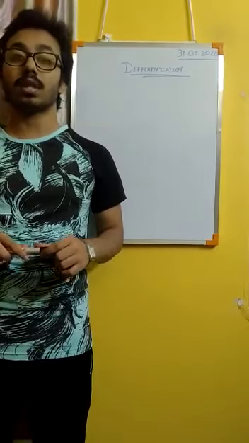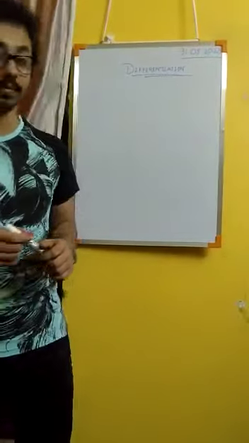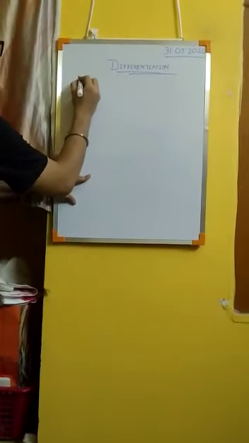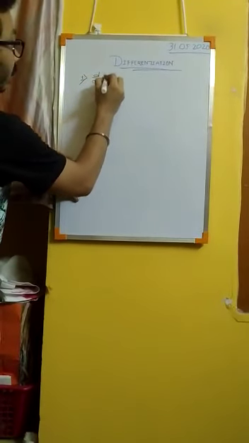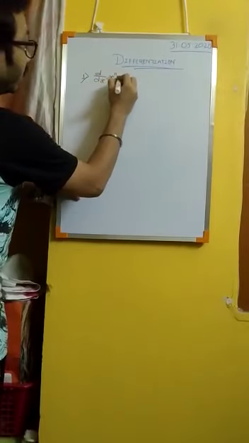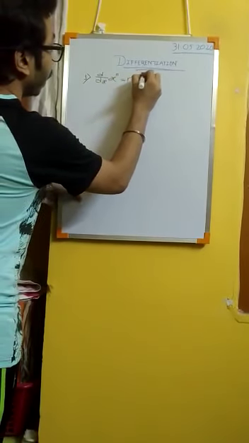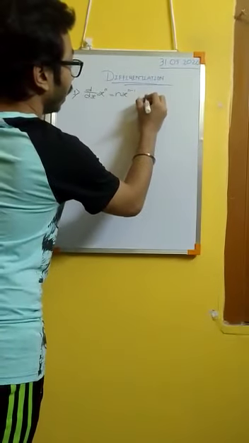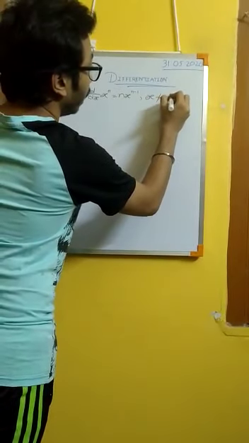Today we will discuss some basic formulas regarding differentiation. Let's see. The first formula is d/dx of x to the power n equals n x to the power n minus 1. The criteria is x not equal to 0 or any other constant.